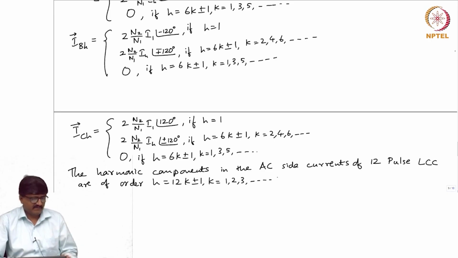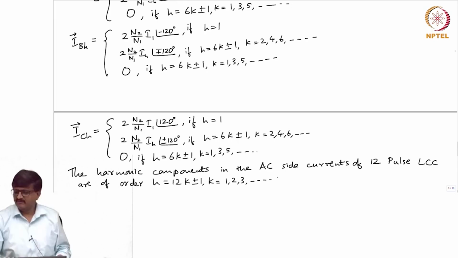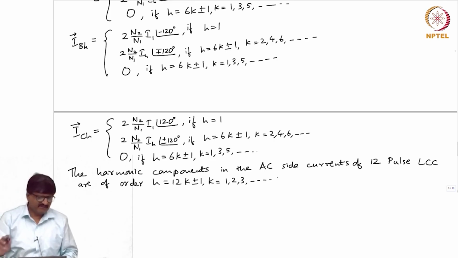Now, this is as far as the harmonic components on the AC side are concerned. So, you see an advantage: half the number of harmonics are getting eliminated. The 5th and 7th harmonics, which were there in the 6 pulse, are no longer there. The harmonic components 17 and 19 are no longer there. So, half the number of harmonics are getting eliminated, and the dominant harmonic now is not the 5th, it is the 11th. This is as far as the AC side is concerned.